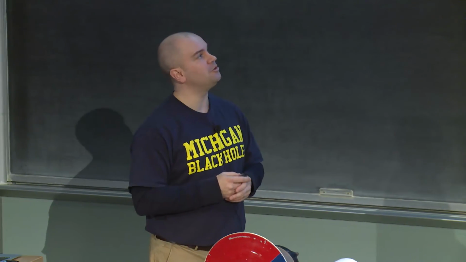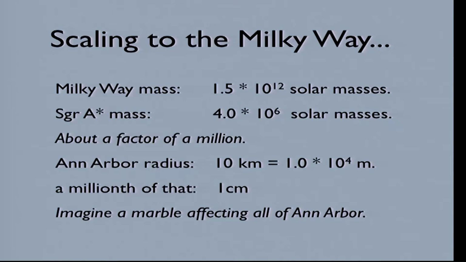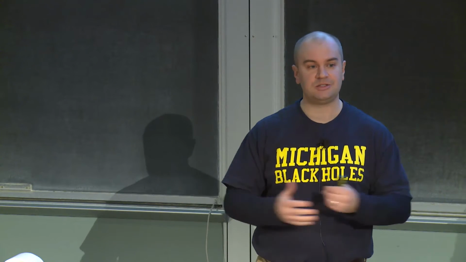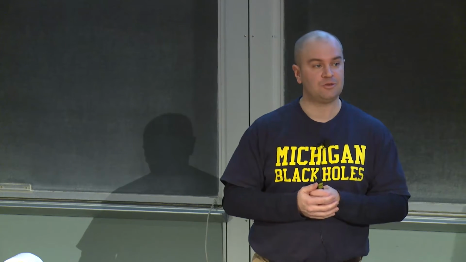To put this in a little bit of perspective for you, if we were to scale this sort of phenomenon to the Milky Way, well, our Milky Way has 1.5 times 10 to the 12 or so solar masses worth of material. That's 1 trillion solar masses of material. But our black hole has a mass of only 4 million solar masses. There's an enormous contrast, right? Our black hole is roughly 1/millionth of the mass in our galaxy. So very odd that it should have this huge effect.